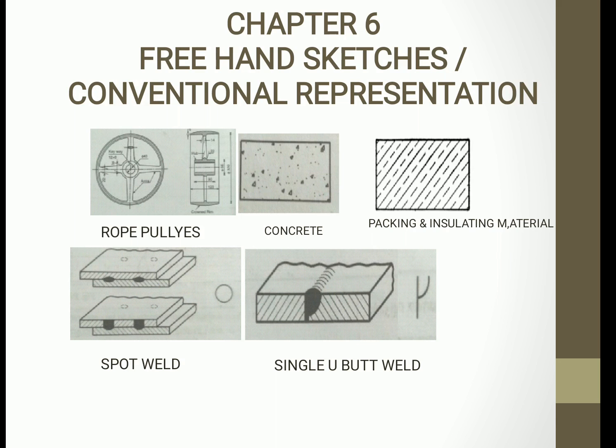Then spot weld, single butt weld, and single U butt weld are given. So first of all we will see what a welding joint is. A welding joint is a point or edge where 2 or more pieces of any metal are joined together. In that we will join 2 or more workpieces or 2 or more metals together by welding. So this is about spot weld and single U butt weld symbols.